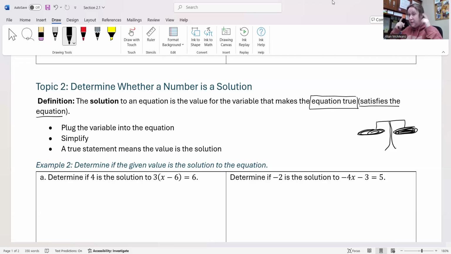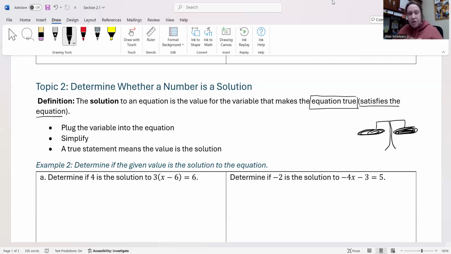When we're trying to figure out the value that satisfies the equation, we're looking for the value that makes sure the left and the right are balanced or true, that they're really equal to one another, okay? So the way we check this is we plug the value that's given to us into the equation. We simplify it. If we get a true statement, that means that number is the solution to that equation. If we don't get a true statement, that number does not satisfy the equation, which means it does not balance the equation, which means it's not the solution.